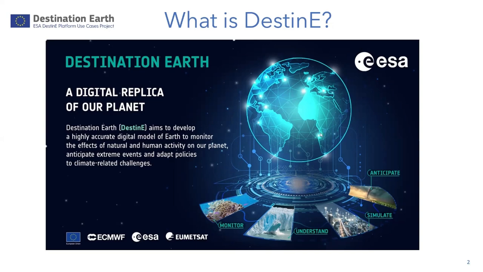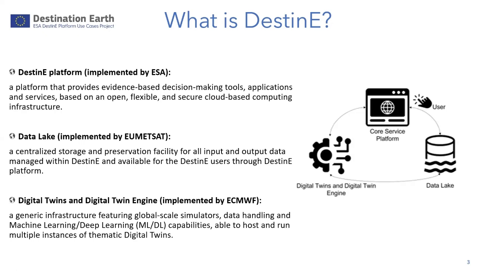It is being co-developed by the so-called three entrusted entities: the European Space Agency, that is ESA, the European Centre for Medium Range Weather Forecasts, that is ECMWF, and the European Organization for the Exploitation of Meteorological Satellites, that is EUMETSAT. And each of these three entities is responsible for one of the DestinE initiative components. As we see, ESA is responsible for developing the DestinE platform, on which we will focus today, which is a platform that provides evidence-based decision-making tools, applications, and services based on an open, flexible, and secure cloud-based computing infrastructure. The Data Lake is being implemented by EUMETSAT, and the digital twin and the digital twin engine is being implemented by the ECMWF.